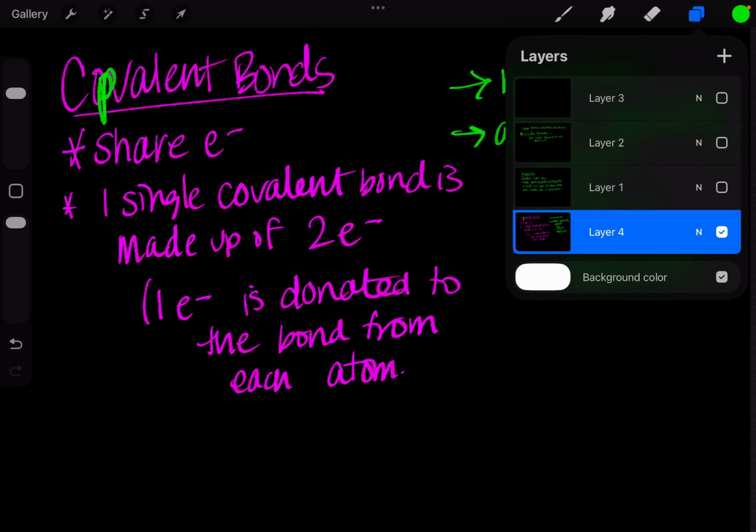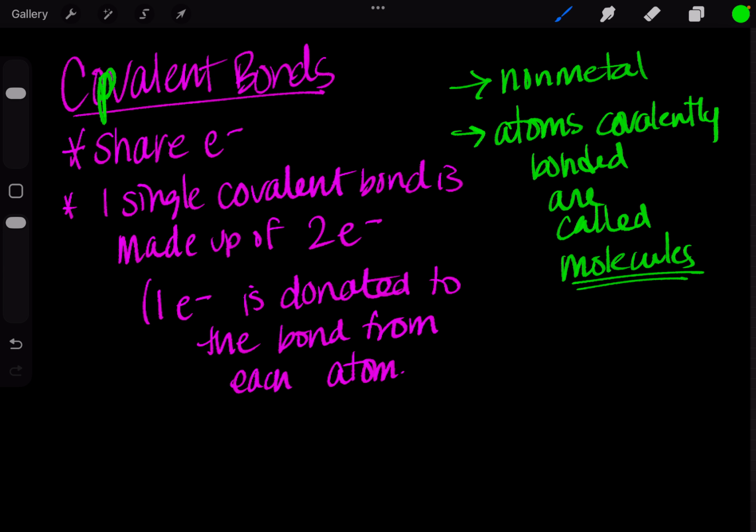Okay, covalent bonds. Today, that's the conversation. Covalent bonds are going to share electrons, unlike ionic, which transferred. In a covalent bond, one single covalent bond is going to be made up of two electrons that are shared. So, one electron is going to be donated to the bond from each atom. Okay, we'll illustrate that here in a little bit.